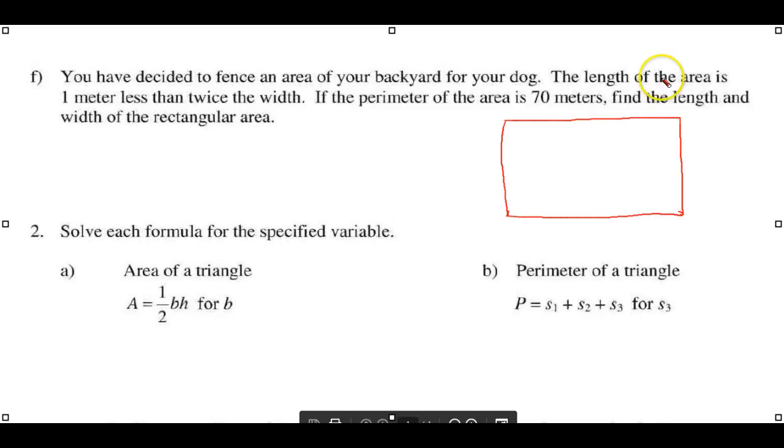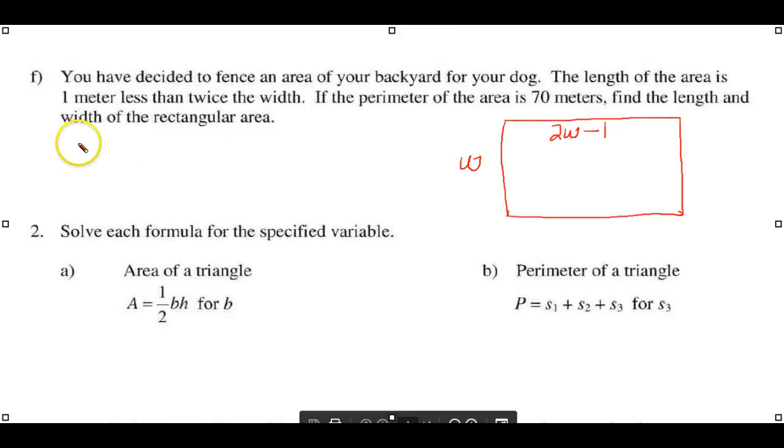So the length of the area is 1 meter less than twice the width. Well, you don't know what the width is, so we're going to call the width W. Now, what's the length? Well, it's twice the width minus 1. Now again, read this over and see if it makes sense.